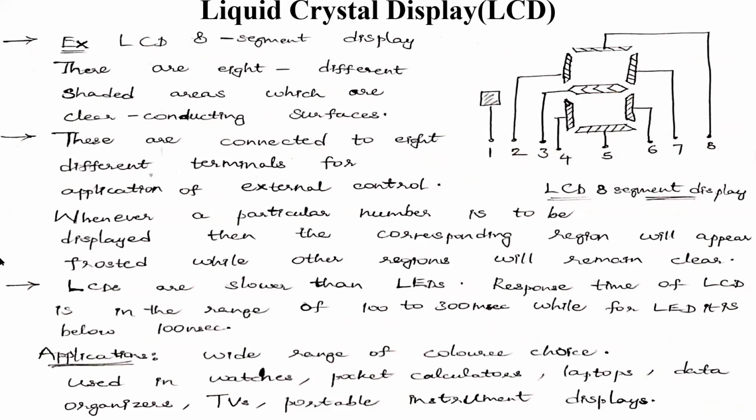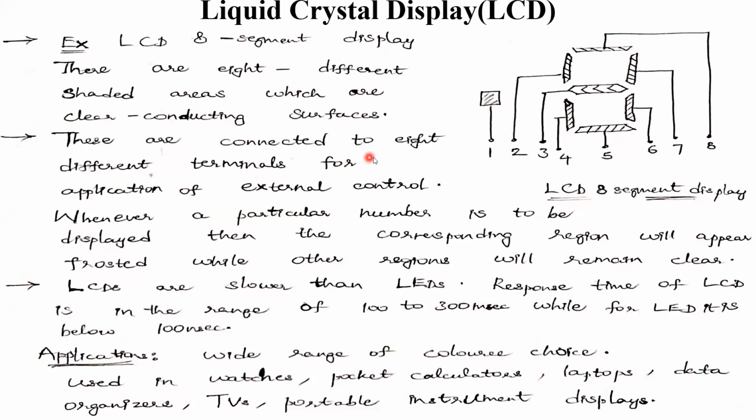8 segment display, LCD 8 segment display. Here different numbers are provided for each segment. This is 1, 2, 3, 4, 5, 6, 7, 8. In the LCD 8 segment display, there are 8 different shaded areas which are clear conducting surfaces. All these are clear conducting surfaces.